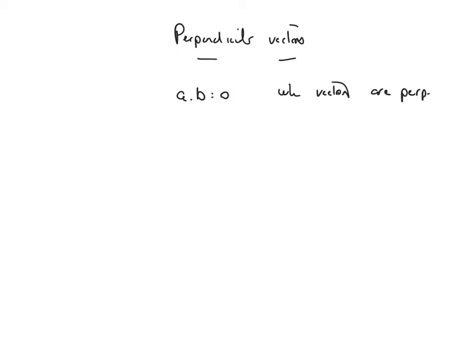Okay, we're going to look at perpendicular vectors. Now a result that we know already is that a dot b is equal to 0 when vectors are perpendicular. That's something that we learned from our first look at scalar product. So let's look at solving a couple of problems associated with this.